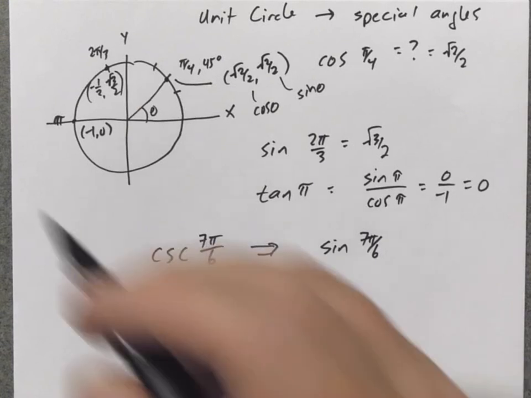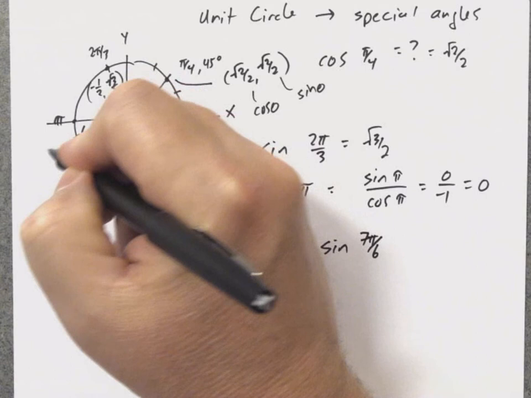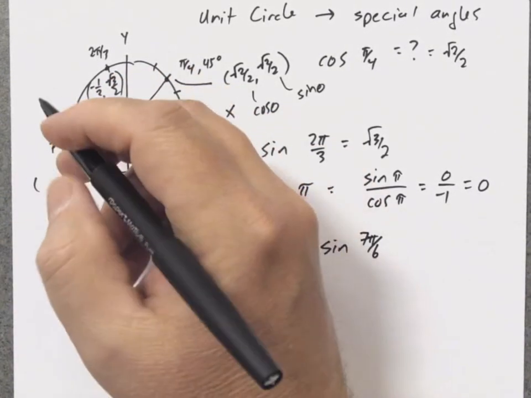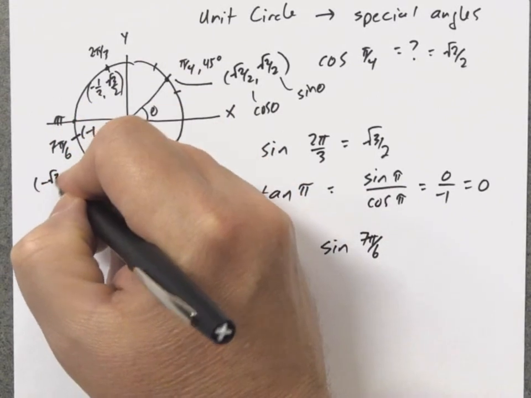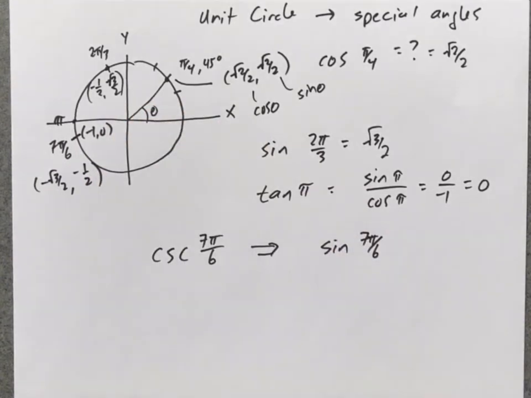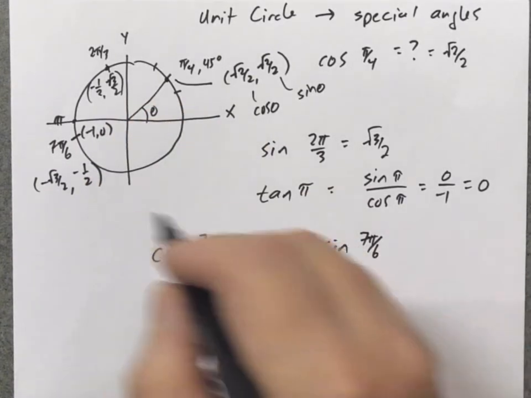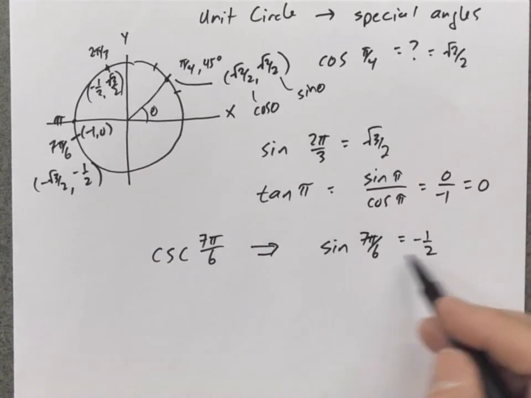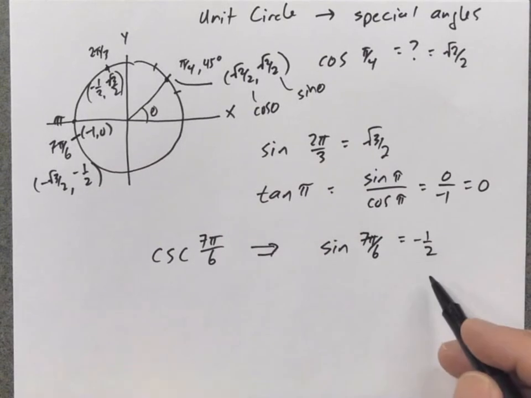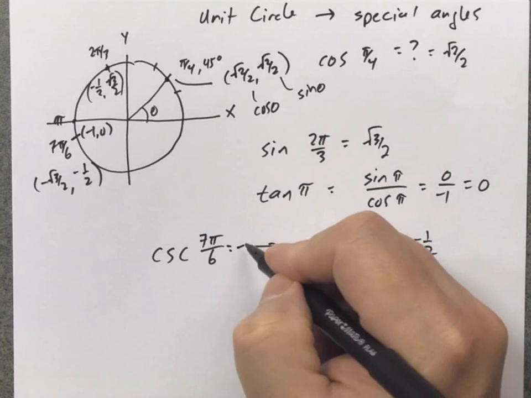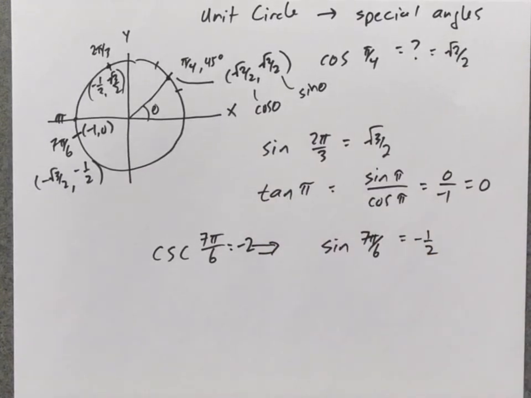So let's go find the sine of 7 pi over 6. Well, on the unit circle, 7 pi over 6 is right here. And that point is going to be negative square root of 3 over 2, negative 1/2. So the sine is like the value of y. So that's negative 1/2. Therefore the cosecant, I flip it. So the cosecant of 7 pi over 6 is negative 2.